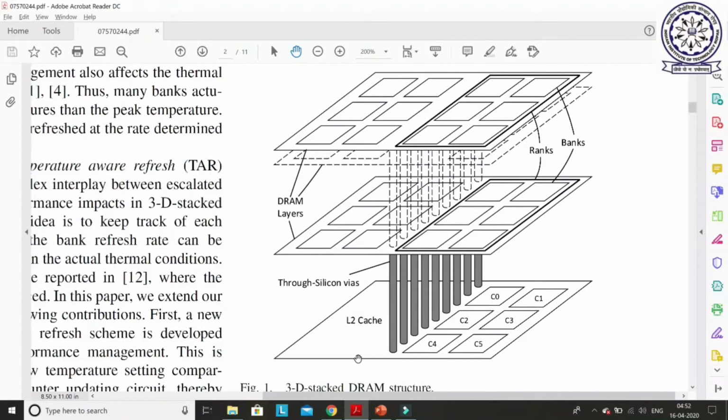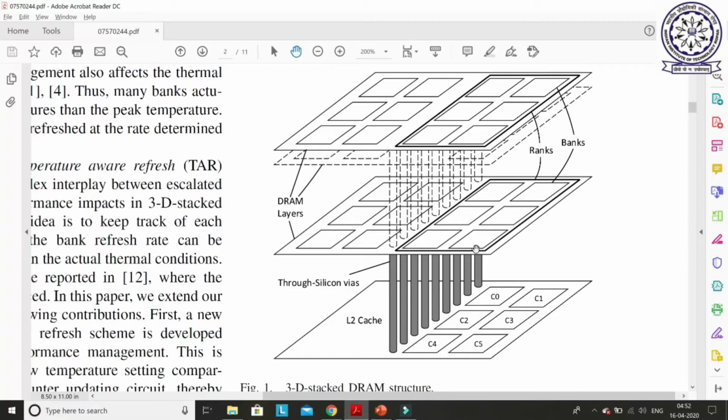Also, this layer is all the core, so this layer will produce more temperature, because all the execution units are installed in this layer. So the DRAM layer which is very close to this execution layer will produce more temperature compared to this layer. Also, you can see that this DRAM layer is the intermediate layer, so there is a problem with heat dissipation, as well as this layer is very close to the execution layer.